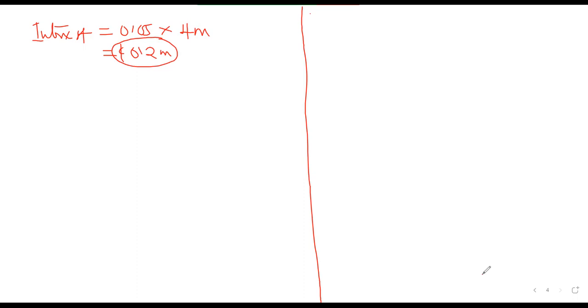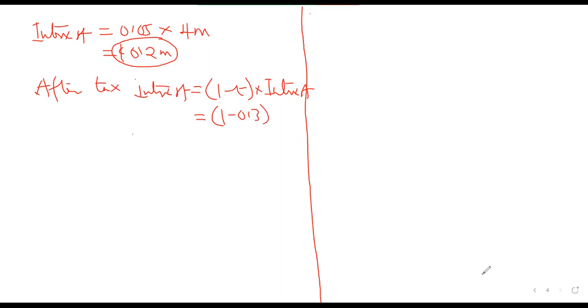So the interest we always find is the after tax interest. After tax interest is calculated as 1 minus T multiplied by the interest, where T is the tax rate. So that will give you 1 minus 0.3 times 0.2 million. So the after tax interest is 0.7 times 0.2 million.